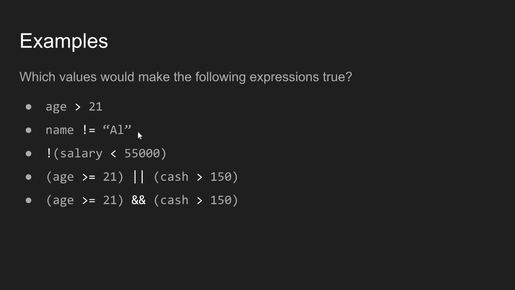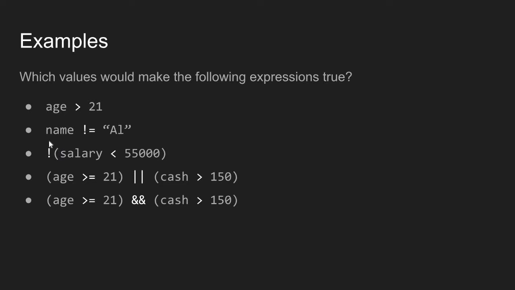Let's look at our next example. Name is not equal to the string Al. In this case, this expression will be true for all values of name that are not the same as Al. So any name would produce the value true as long as it was not the name Al. Exactly Al. Capitalization counts here. Let's look at the next expression.